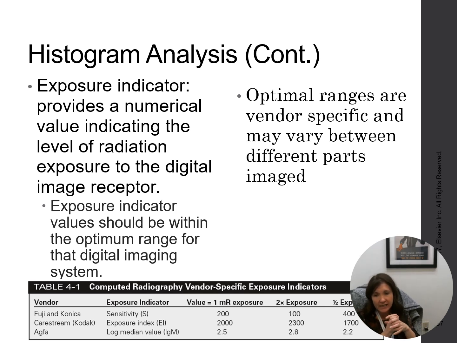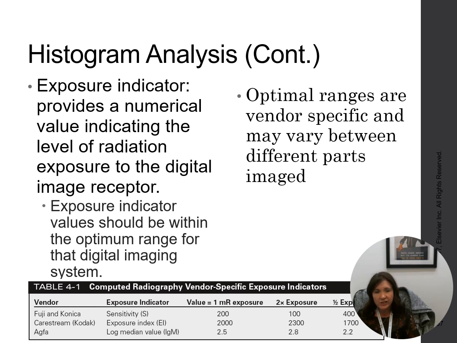We always want to keep our exposure index within the normal range. If it's outside of the normal range and our image still looks really good and it's just barely outside, you might still have a case for not repeating that. If it's way outside or if it doesn't look good, you have to repeat it based on that. Optimal ranges are specific to each vendor, and unfortunately they make this as confusing as they possibly can.